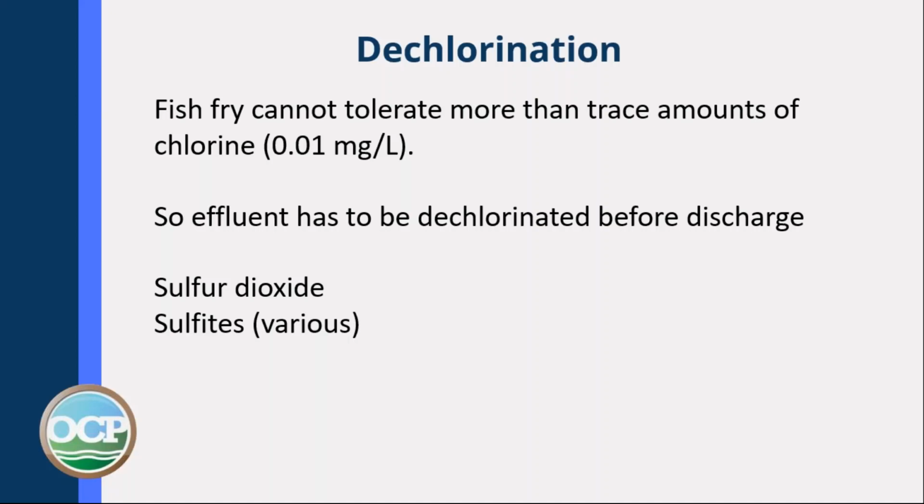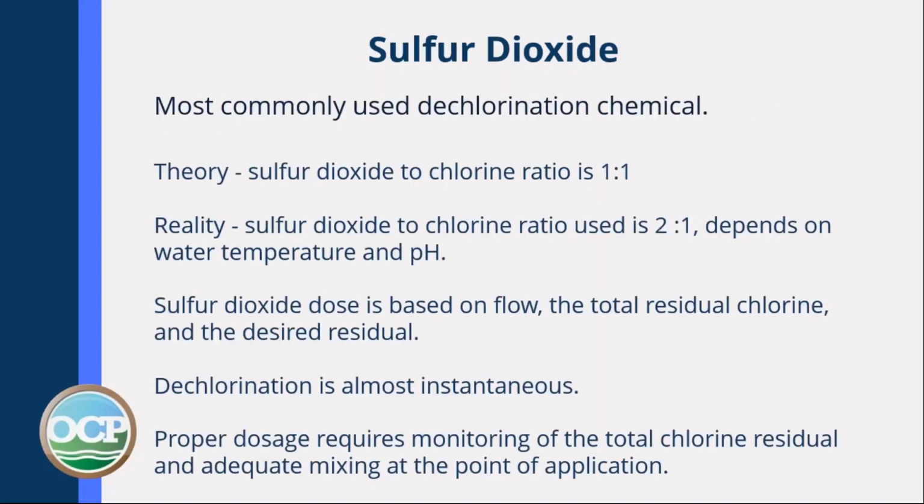There are all various sulfites you can use. Sulfur dioxide is the most commonly used dechlorination chemical. In theory, if you have 1 part of chlorine, you'll use 1 part of sulfur dioxide. But in reality, most plants use 2 parts of sulfur dioxide to 1 part of chlorine to make sure, depending on, of course, water temperature and pH, to be sure they have very little residual chlorine.